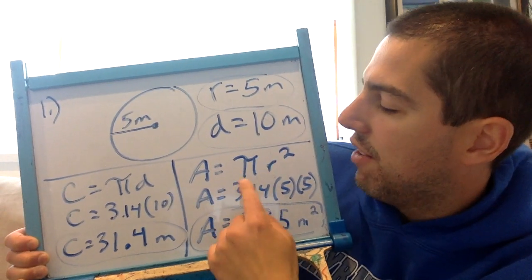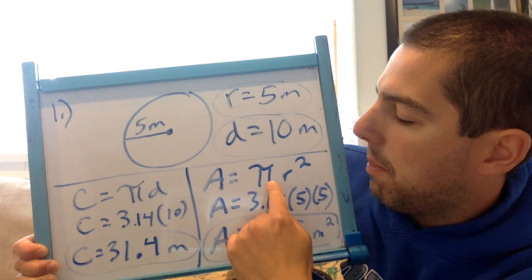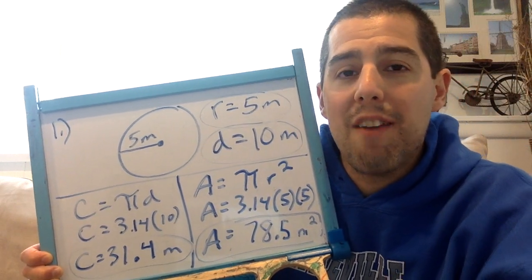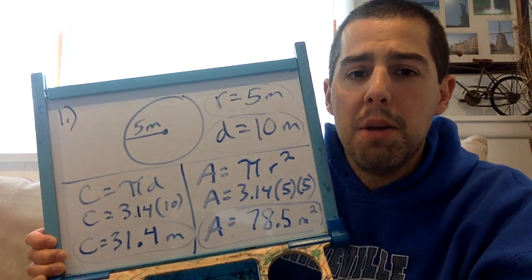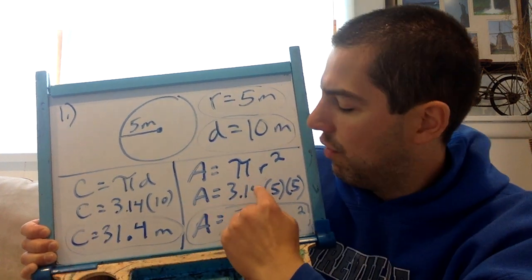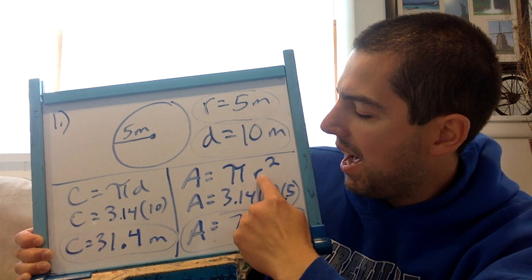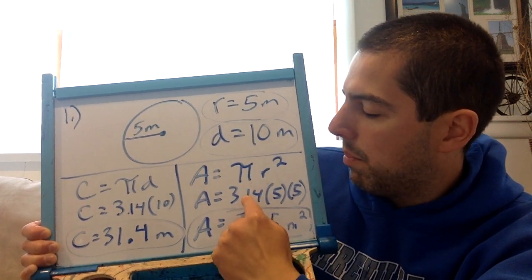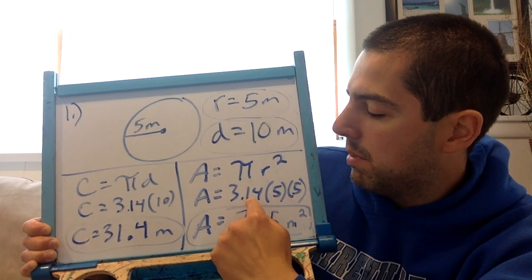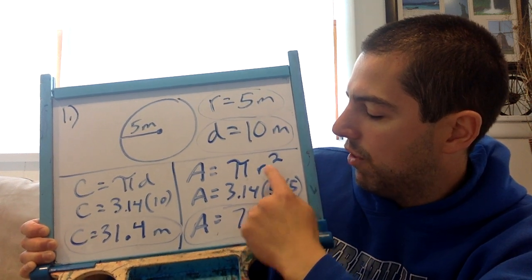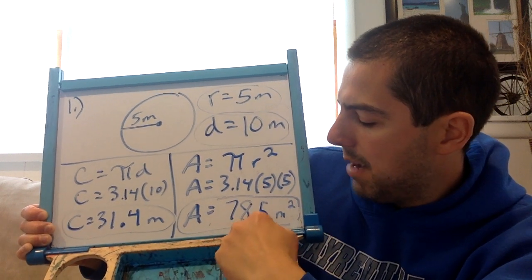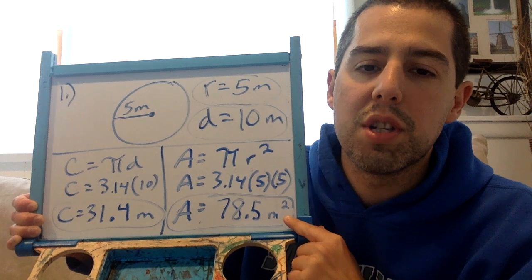Area, however, has a different formula. Area equals pi times radius squared. So now it's a good thing that we have both the radius and the diameter, because now when I'm plugging in for radius squared, that's 5 times 5. So 3.14 substitutes for pi. I copy the formula. I substitute for pi. I substitute for r. R squared is 5 times 5. And I get 78.5 square meters.